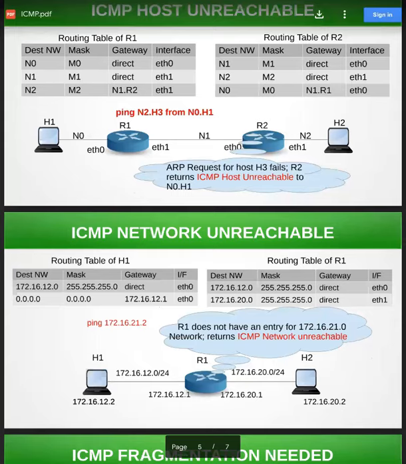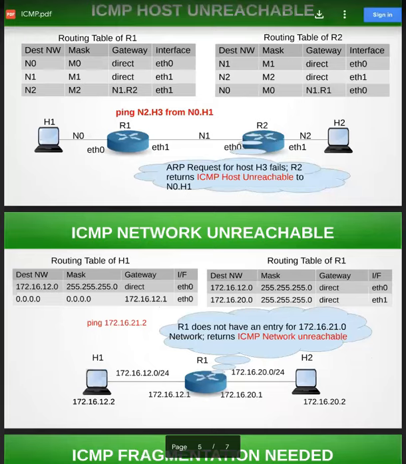So this is basically destination unreachable because network is unreachable error. Let's look at what is the problem here. We are pinging 172.16.21.2. Now in H1, it basically matches the default route. This IP address 172.16.21.2 matches the default route. So therefore, the packet goes from H1 to R1.